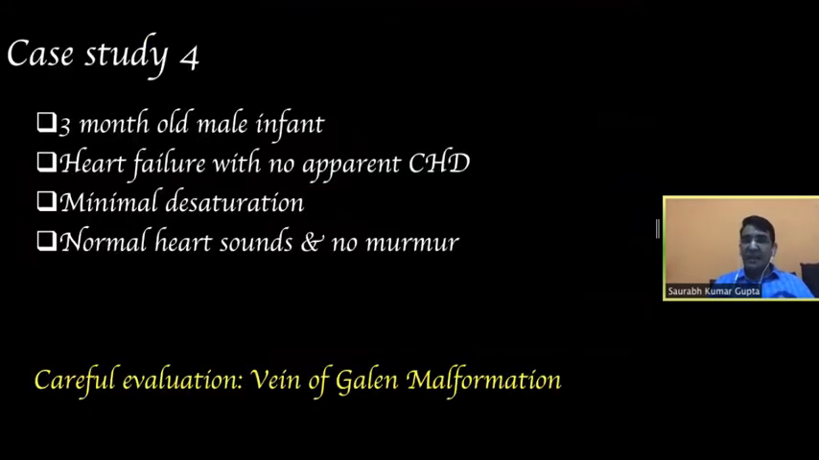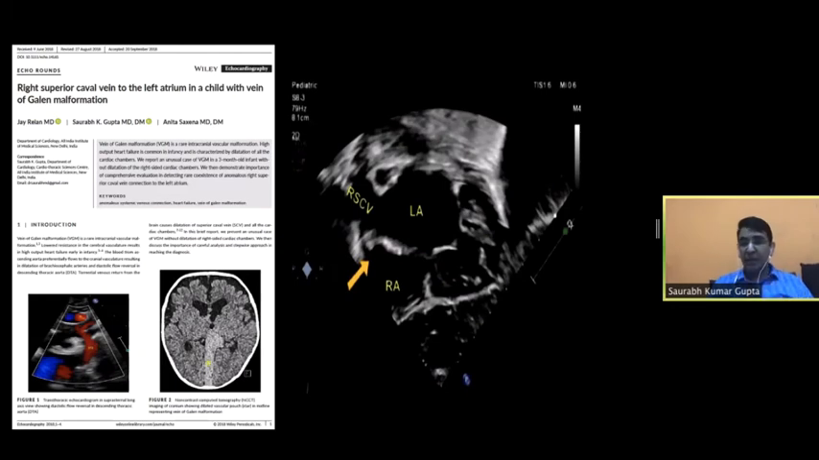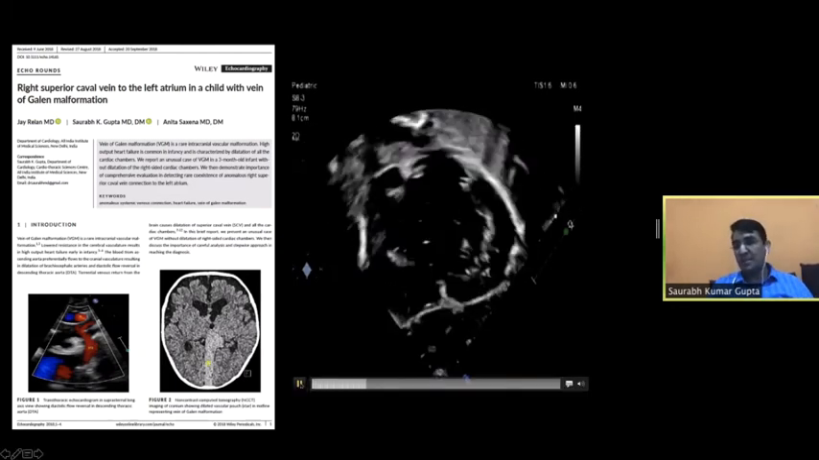Now this is another case, a 3-month-old male infant with heart failure with no apparent congenital heart disease, minimal desaturation, normal heart sounds, and no murmur. Careful evaluation of the patient confirmed that the patient had a vein of Galen malformation. But then again, on clinical suspicion, the patient was taken up for saline contrast echocardiography.